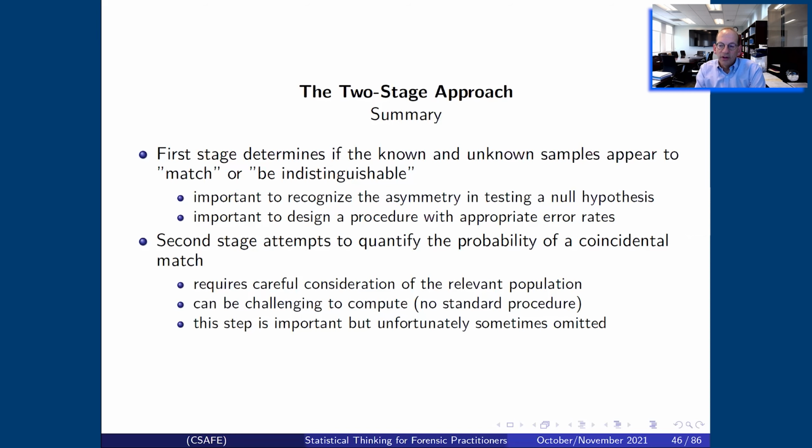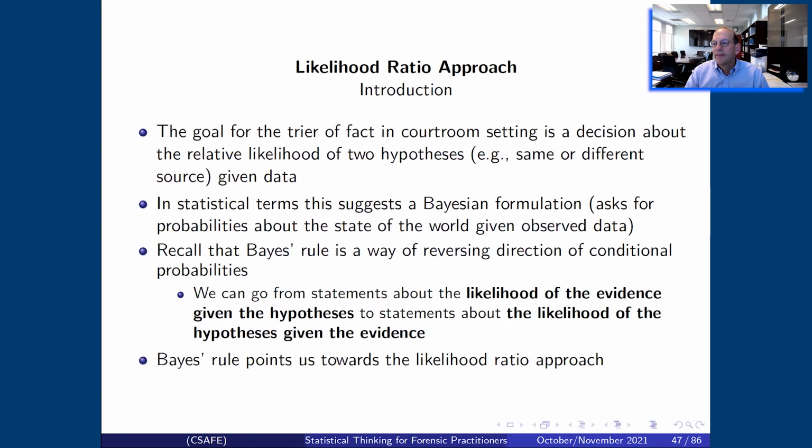The second stage attempts to quantify what I would call the probability of a coincidental match. And so that requires careful consideration of the relevant population, as we saw, which can be very difficult to compute. But as we all agree, we need to do it either implicitly, that is, in concept, be able to talk about how unusual a match is, or a determination of indistinguishability, or we need to be able to do some kind of explicit data collection and calculation to get at that.